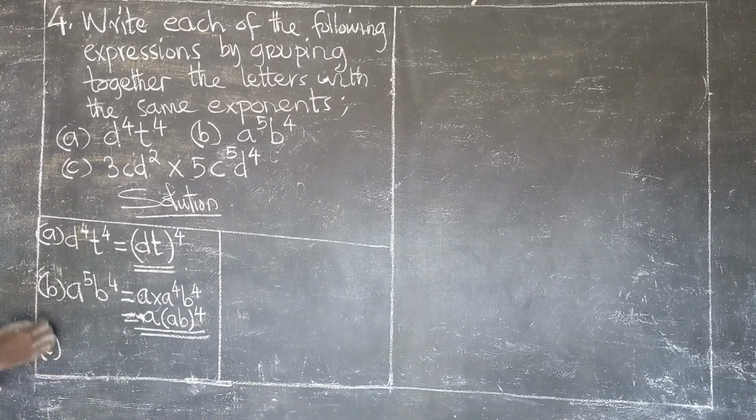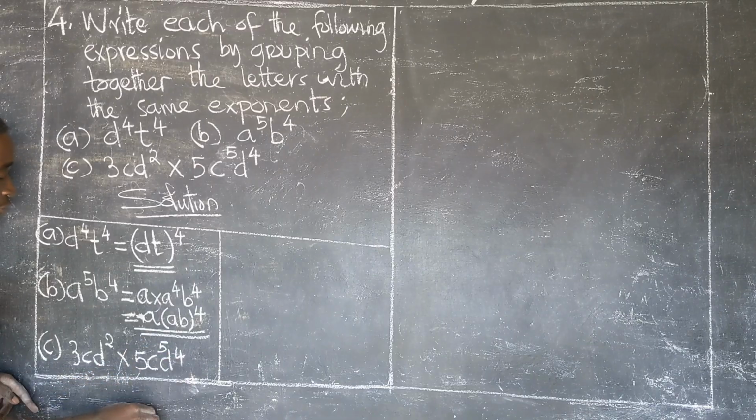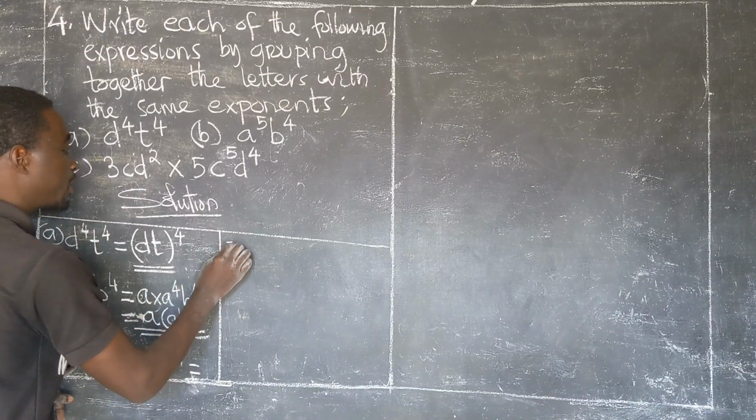Part C. In C, we are having 3cd raised to 2 times 5c raised to 5 times d raised to 4. This will be equal to, here we have c and c, here d and d. Let's combine them because we have multiplication throughout. Now we have the first numbers, 3 and 5. 3 times 5, we get 15.